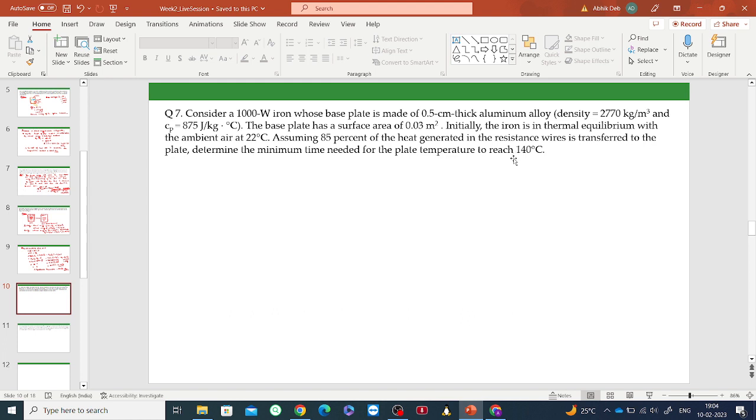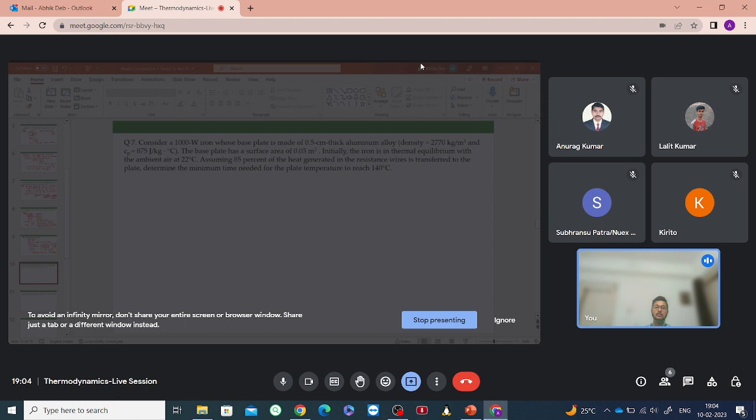And depending on this final temperature, the time required for the iron to be heated to that temperature is also to be determined. This determination depends on the alloy that we are taking, the surface area that will be made available, and also obviously the resistance heating component.